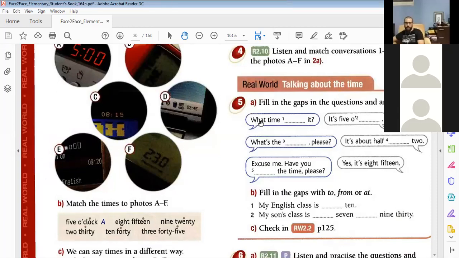Okay. What time is it? Okay, what's the answer on the media? It's 5 o'clock. All right, so what time is it? It's 5 o'clock. Okay, you can ask the first one, and then you can answer the next one. Ask what's the question. What's the time, please? What's the answer? It is about 2:30. All right, let's write it. 2:30.